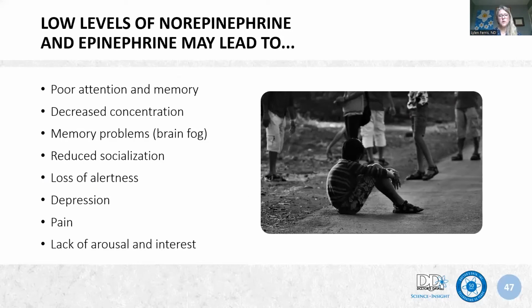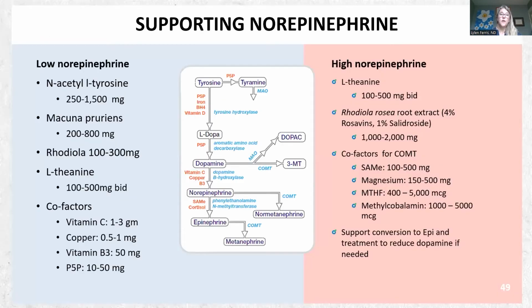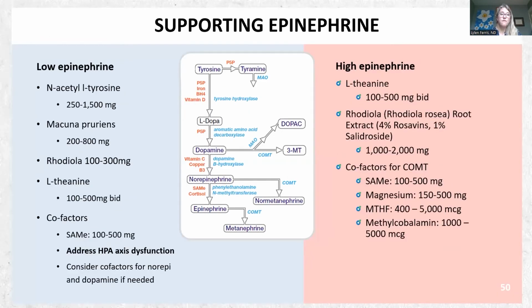Because catecholamines are excitatory, low levels of norepinephrine and epinephrine can lead to things like poor attention and memory, decreased concentration, reduced socialization, loss of alertness, brain fog, etc. And conversely, elevated levels can lead to physical symptoms like palpitations, arrhythmia, restlessness, hypertension, and mood symptoms like anxiety and lack of focus, essentially being overstimulated. And then support for norepinephrine and epinephrine are here for you.